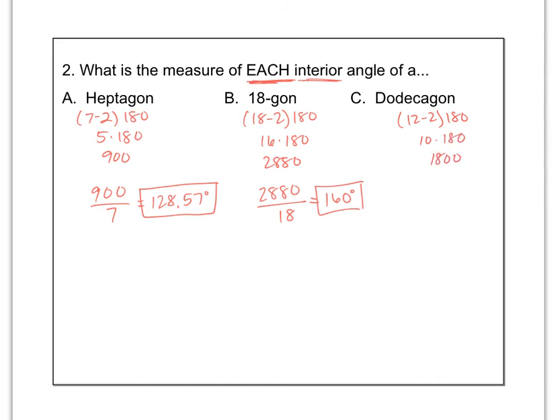So remember, the sum of all the angles of a dodecagon was 1,800. So we have to take 1,800, and a dodecagon is 12, so divide it into 12 parts. And when we do that, we get 150. So 150 degrees is the size of each angle in a dodecagon.